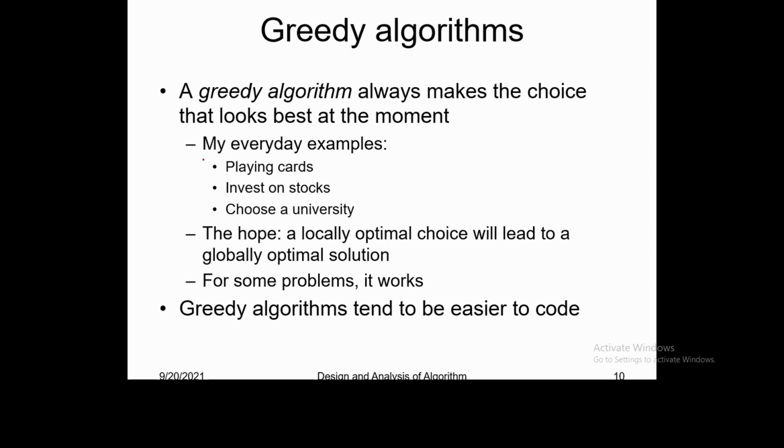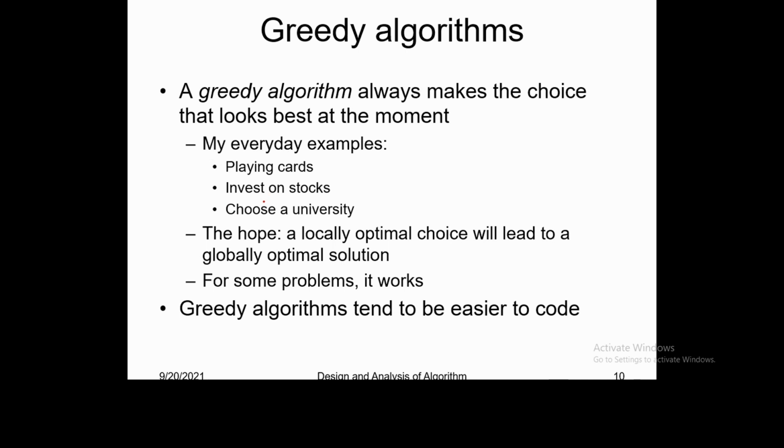So these are some everyday examples, like playing cards, where we can select the best card in that situation. Investing in stocks in the share market, like the share which is looking good at that moment, we will invest in that particular stock. Choosing a university if we want to pursue some course, then in that situation, the university which is best. We cannot say whether after 5 years that particular university will be good or not. But at that moment that university is good.